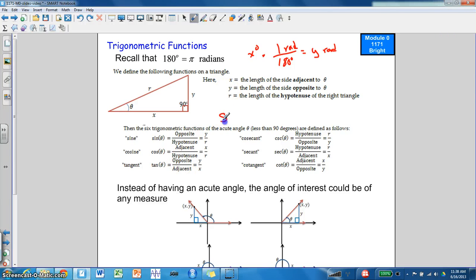Some of us might remember SOHCAHTOA, which is a mnemonic to help us remember the order of the sides. So sine is opposite over hypotenuse, cosine is adjacent over hypotenuse, and tangent's opposite over adjacent.